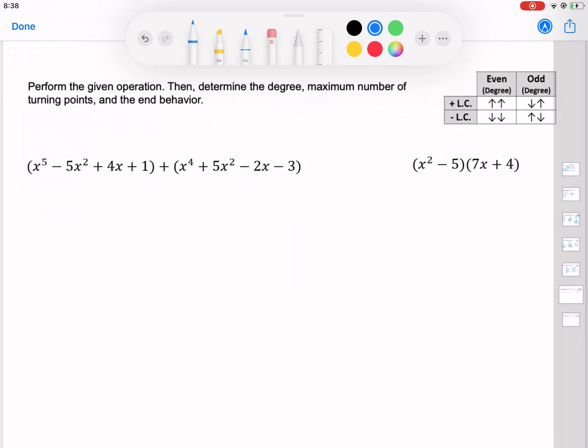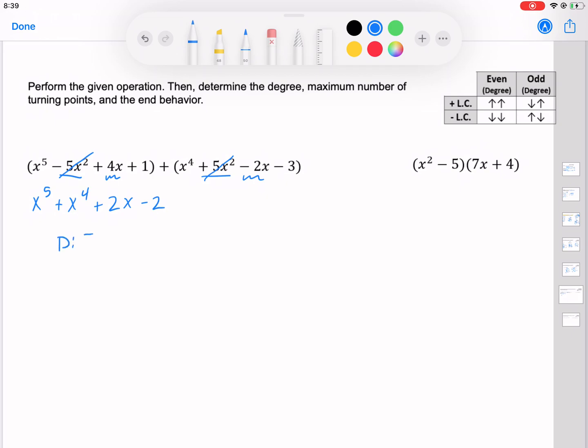So remember, adding, we combine like terms, and we're going to put it in standard form. So highest exponent first, so we'll have x to the 5th, and then we'll have the x to the 4th term. Oops, if I can write correctly. And then our x squared terms cancel out. And then we've got 4x minus 2x, so plus 2x, and then minus 2.